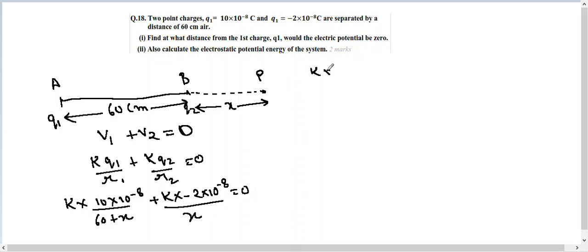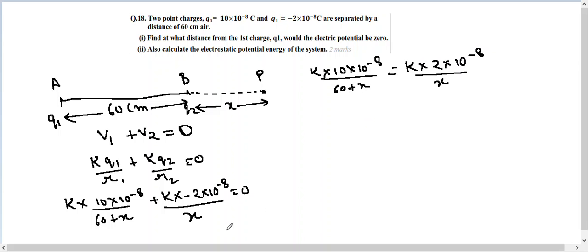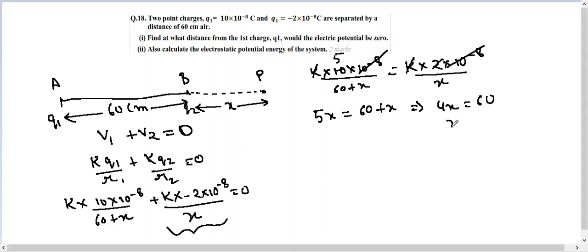That means K into 10 to the power of minus 8 upon 60 plus x is equal to K into 2 into 10 to the power of minus 8 upon x. Here I have taken this term to the right hand side, so the minus got cancelled. Therefore now this term is positive. So cancelling the K here, cancelling this 10 to the power minus 8 here, 5x is equal to 60 plus x. That means 4x is equal to 60. That means x is equal to 60 upon 4, which is equal to 15 centimeter.